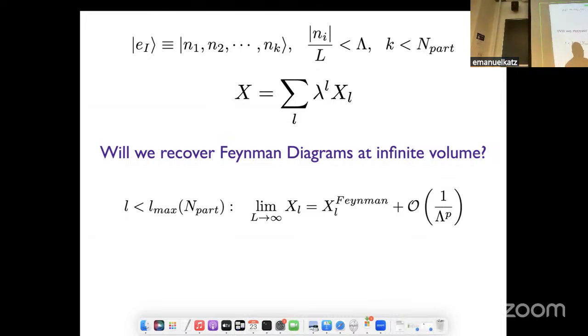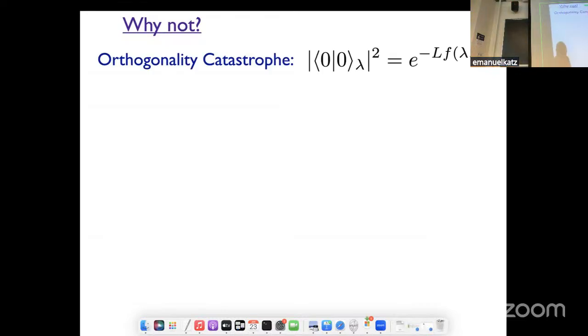But generically, no sense. Yeah, no. The answer is no. We don't. Why? Because of the orthogonality catastrophe. Right? So sometimes we forget this when we teach quantum field theory, but Feynman diagrams are kind of a hopeful wish, in a certain sense, that we understand what happens at large volumes.